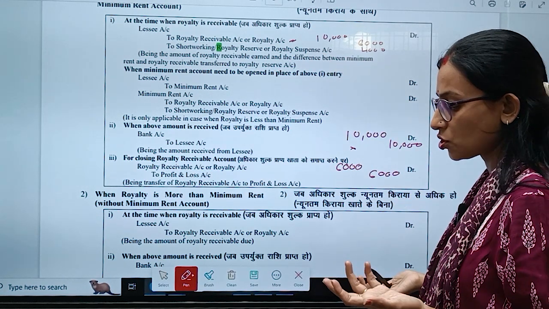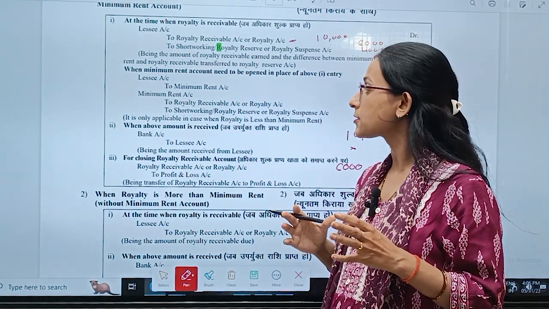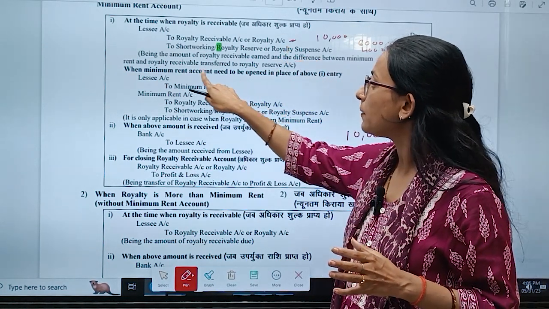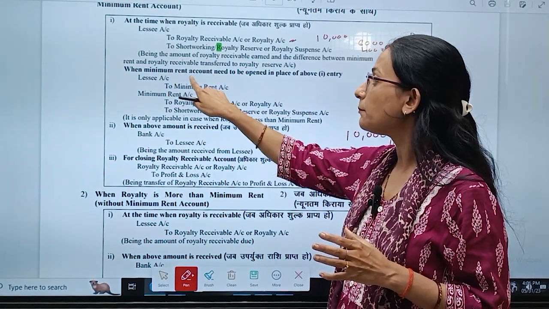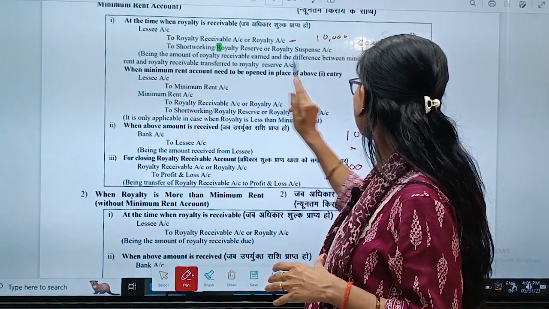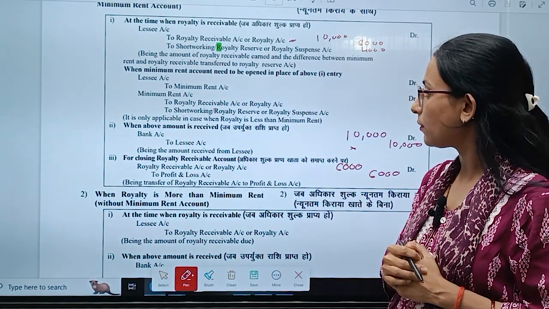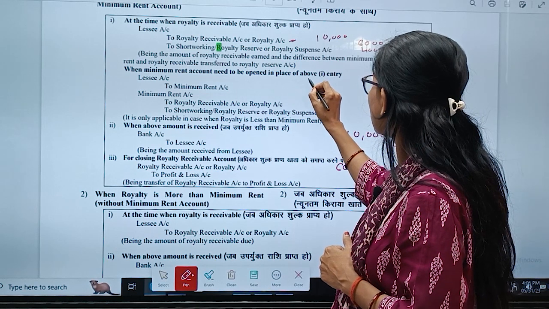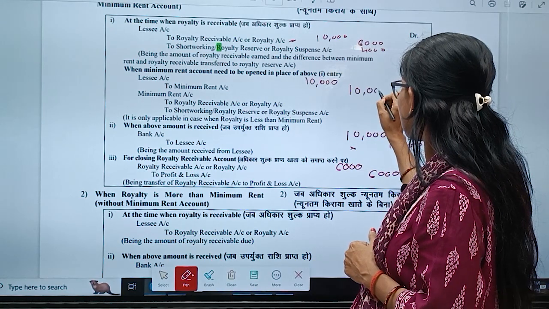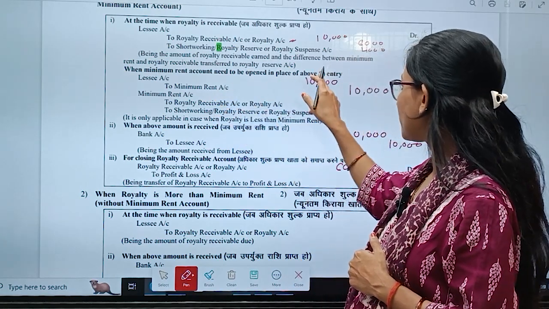But in the examination, if they ask you to open the minimum rent account, then you have to skip the royalty receivable entry. Instead of this entry, you have to open the minimum rent account. For opening the minimum rent account, what will we do? We'll pass lessee account debit to minimum rent. The amount will be the minimum rent amount, that is 10,000. So first entry is lessee to minimum rent, of 10,000 rupees.